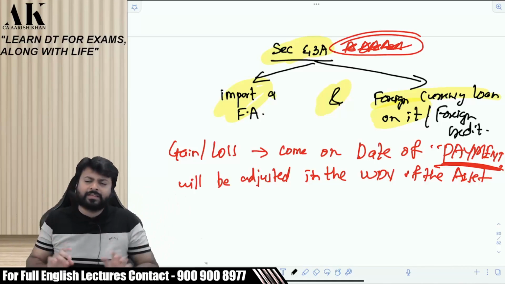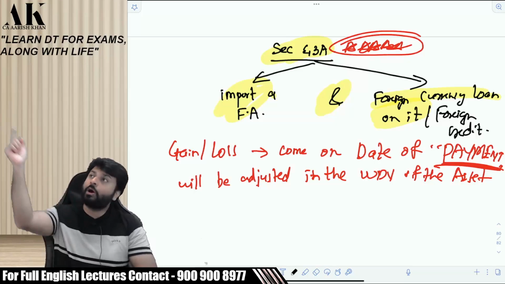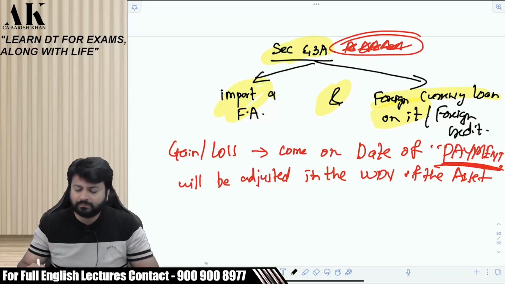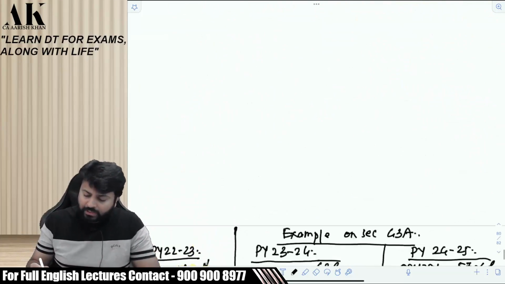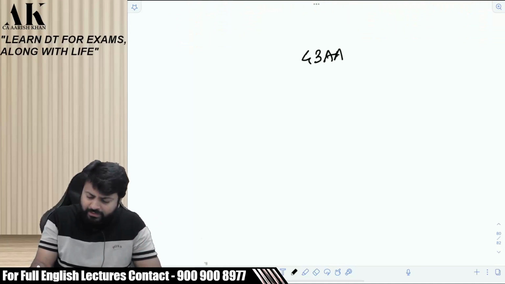Nothing is mentioned in this section. It only talks about one aspect. That is, if you purchase a foreign asset from outside India and there is a foreign loan, then this section is applicable. What about other losses? For other losses, the government has very recently, 2-3 years back, brought in new section 43AA.